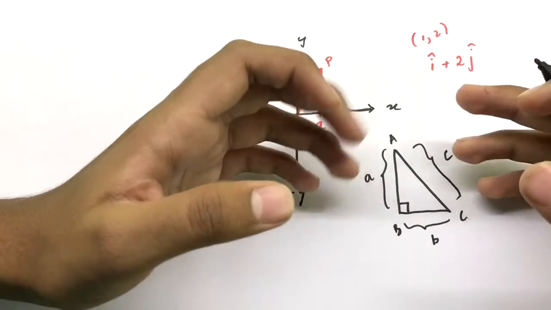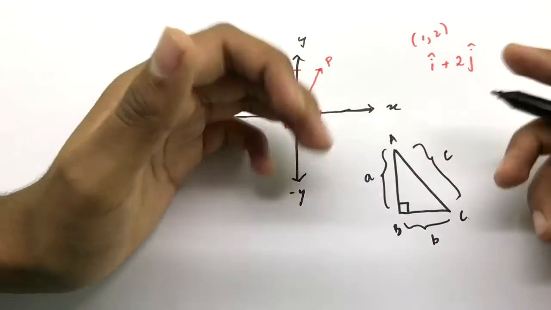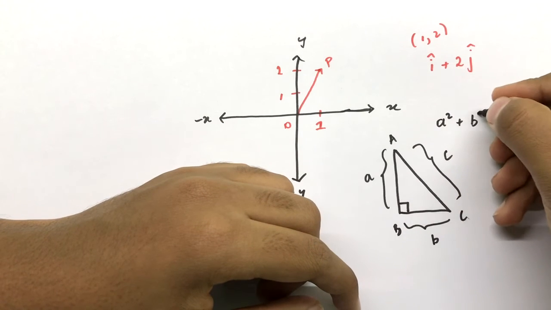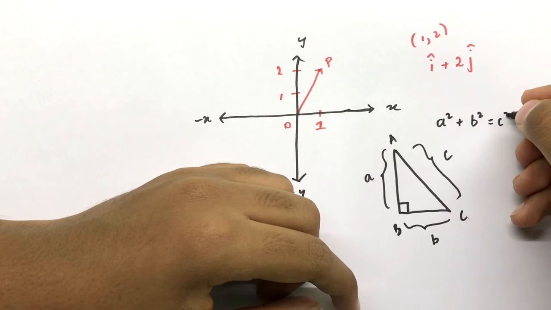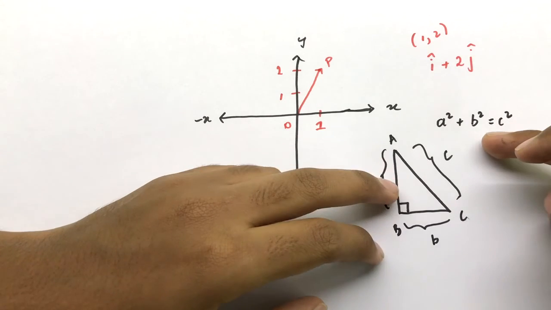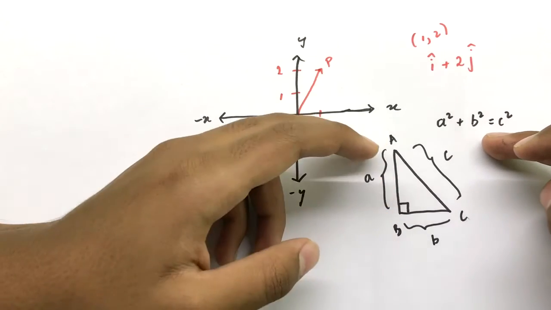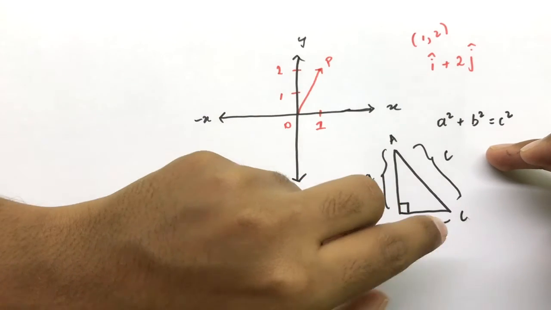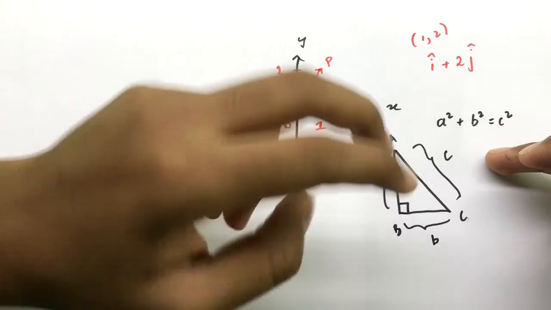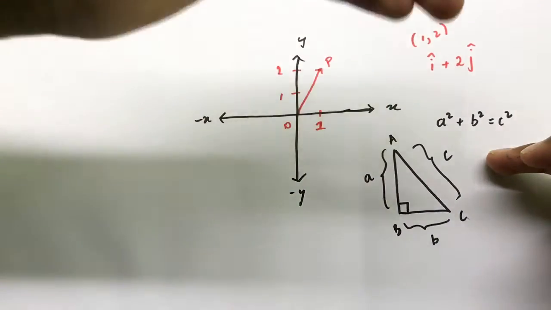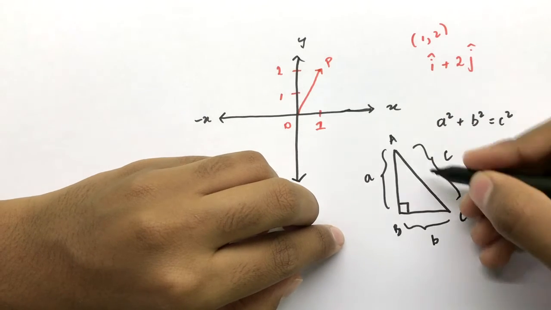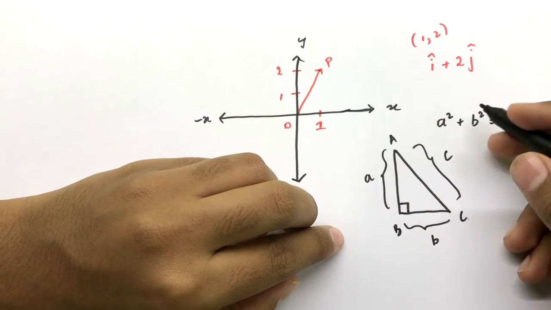Now using Pythagoras Theorem, we know a simple derivation which says a square plus b square equals c square. So what does this mean? The sum of the individual squares of the 2 non-hypotenuse sides of a right triangle is equal to the square of the hypotenuse length. So a square plus b square equals c square in a right triangle, correct?